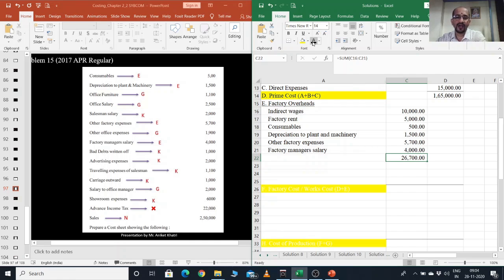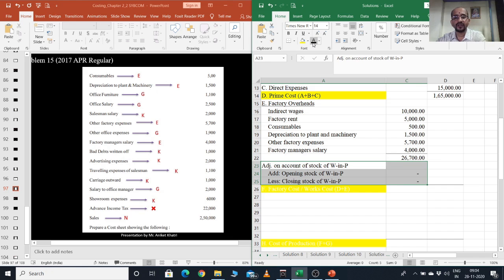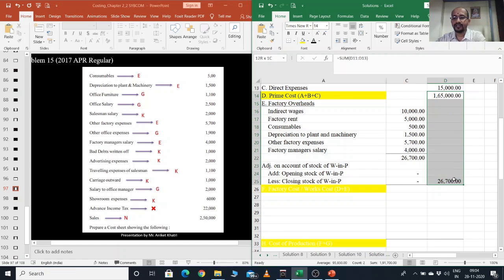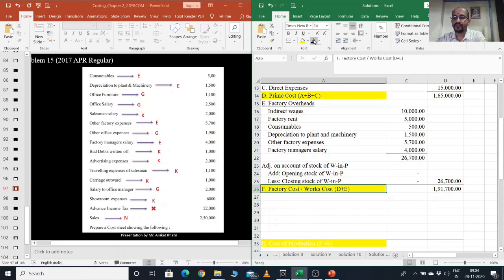26,700. Now as per our format, we need to write the adjustment on account of stock of work in progress. But in this problem it is not mentioned, so keep it blank and do the total at outer side. So same amount will appear. Add this amount in 1,65,000, and that will be your factory cost or works cost.